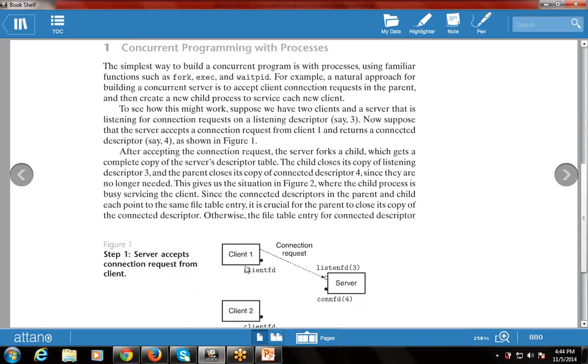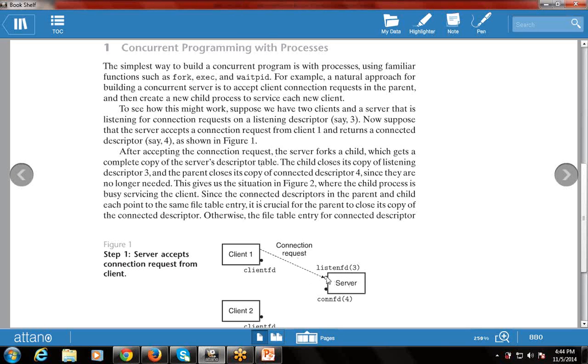There is a client and there is a server. The client approaches the server with a connection request, using the listen file descriptor, and then the connection file descriptor. After accepting the connection request, first of all the connection request is sent.